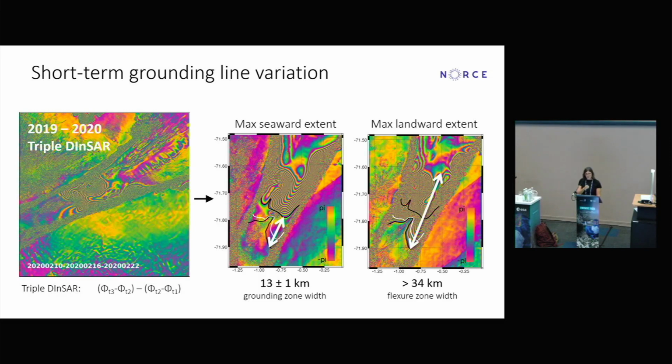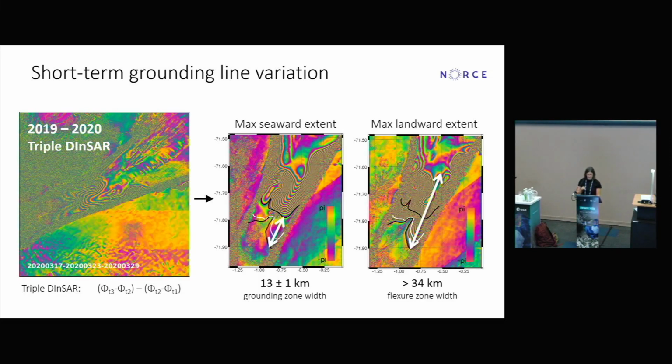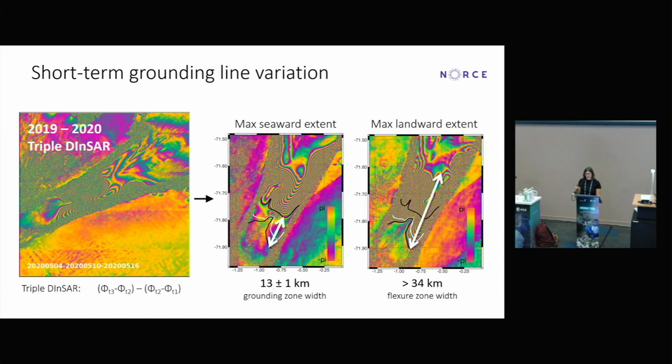And so based on this, we can retrieve the maximum seaward extent and the maximum landward extent, which is then used to define the grounding zone width, and also studies which give information on how the ice shelf is migrating due to changing oceanic tides and atmospheric pressures. And it's pretty large in this area, 13 kilometers of grounding zone. And the extent to which the ice shelf is bending, which is the flexure zone, is also pretty large, more than 34 kilometers.